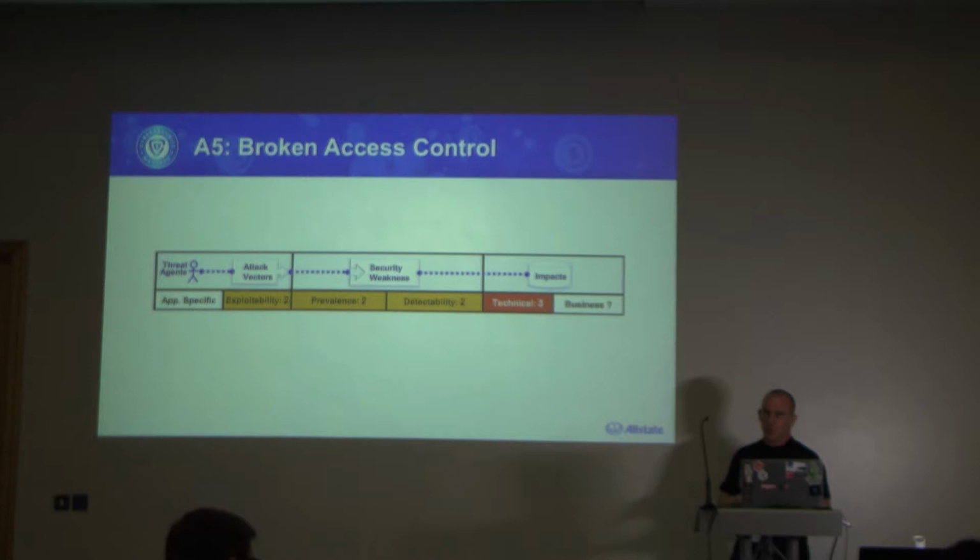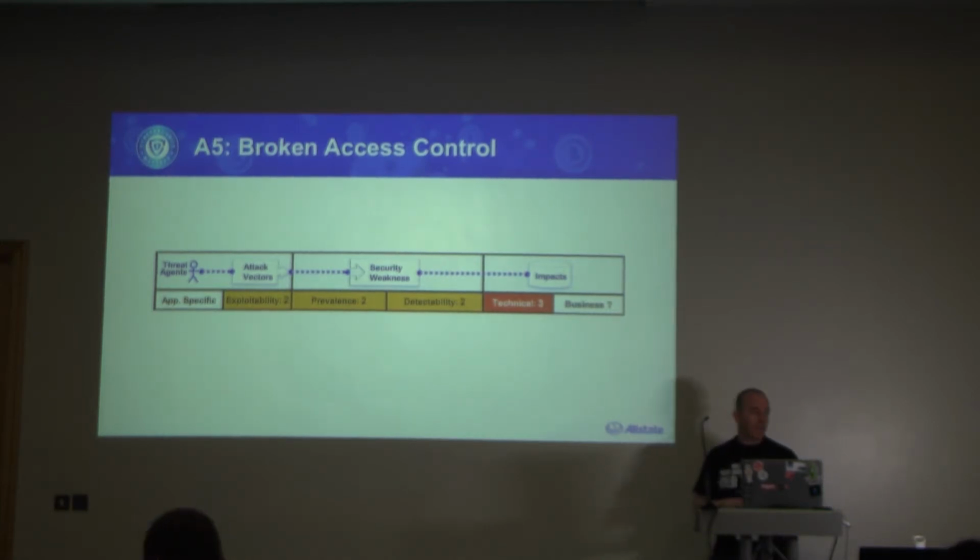Number 5 isn't exactly a new one. It's a new category created by merging from 2013. There was insecure direct object references, and there was missing function level access control in the 2013 version. They were hard to measure and hard to get data on. So what they did is they pulled them together and created this broken access.